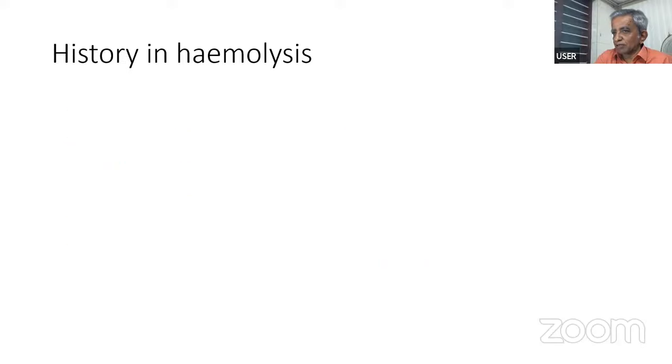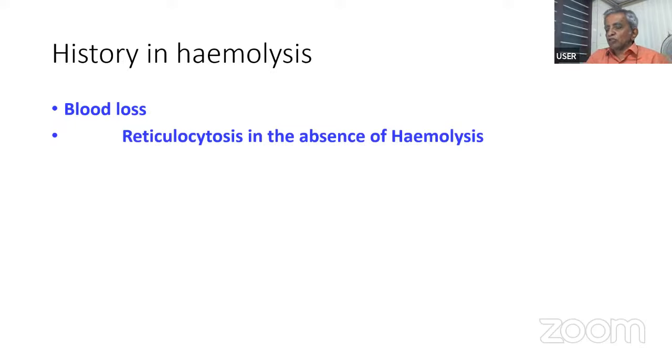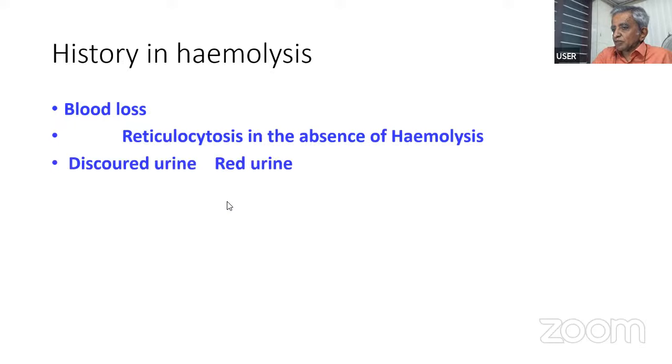So history is very important. Now the blood loss should be important. If the patient has lost blood acutely, there will be reticulocytosis without hemolysis. So looking at the reticulocytosis, you are likely to think that there is hemolysis. This we have already seen in the last class. Blood loss, hemorrhage, will be a cause for reticulocytosis, a hyperproliferative type of anemia. Therefore, it can mimic hemolysis because of the presence of reticulocytosis.